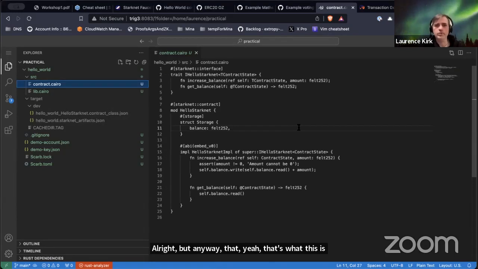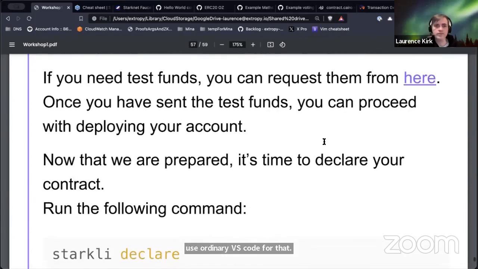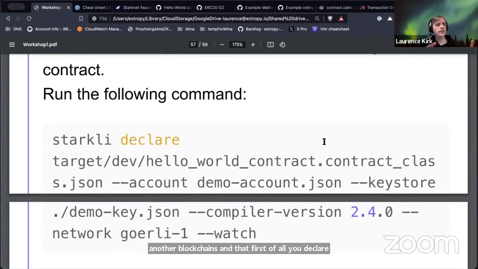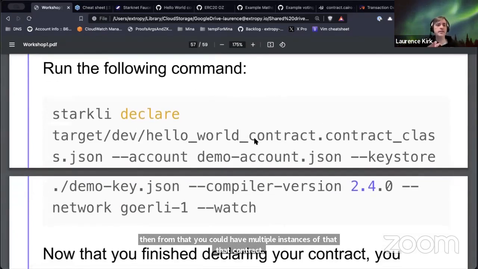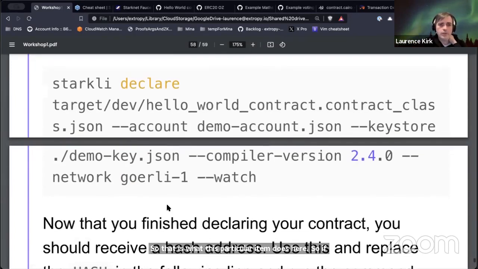But you can just use ordinary VS Code for that. So that's getting the test funds. And then what you need to do is slightly different to other blockchains. First of all, you declare your contract, because we have this concept of a contract class, which is really the general details of your contract. From that, you could have multiple instances of that contract. So first we need to declare the class and get that onto the blockchain. That is what this particular item does here. If you run that, that should work.